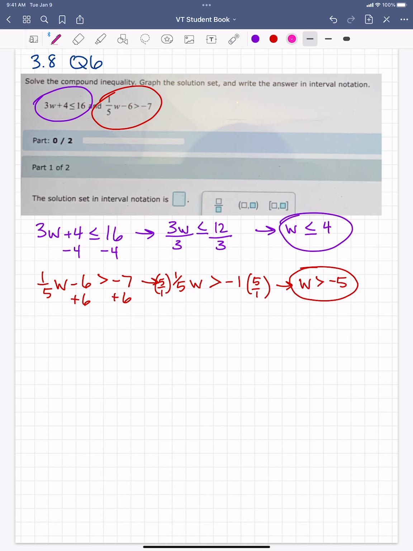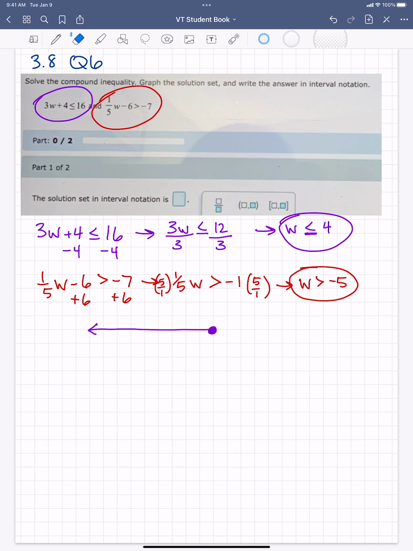So if we want to graph this, we'll graph this 4. We will fill in that circle because it's or equal to, and then we will have my little trick here, because that is going that way, that's how the arrow will look also, like so.